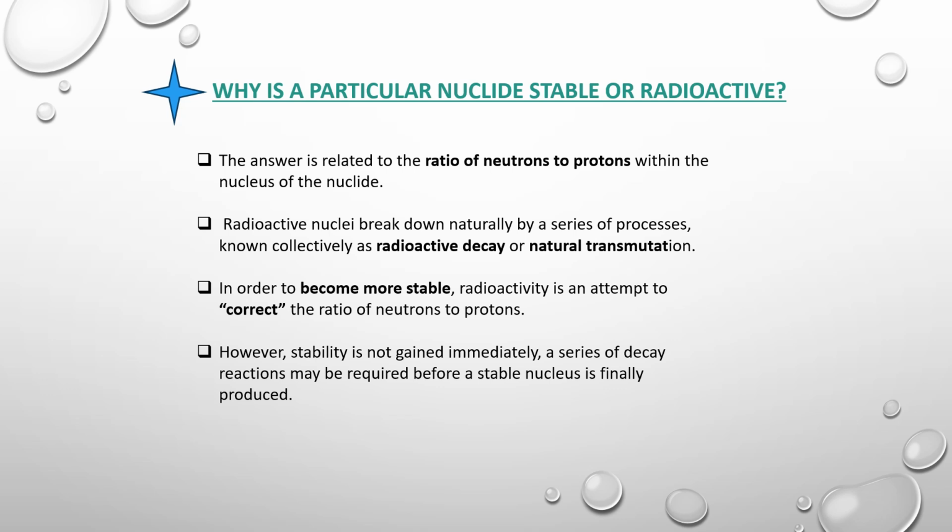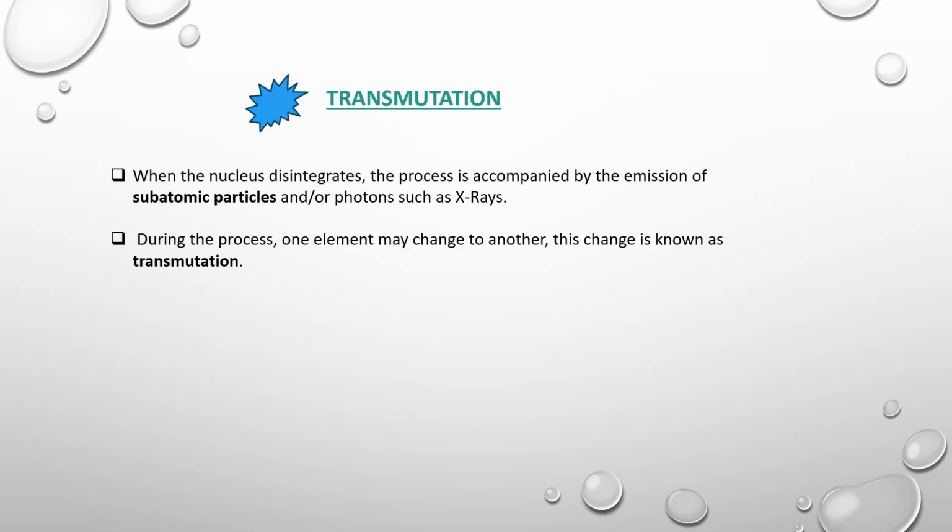In order to become more stable, radioactivity is an attempt to correct the ratio of neutrons to protons. However, stability is not gained immediately. A series of decay reactions may be required before a stable nucleus is finally produced. Transmutation. When the nucleus disintegrates, the process is accompanied by the emission of subatomic particles and/or photons such as X-rays. During the process, one element may change to another. This change is known as transmutation.